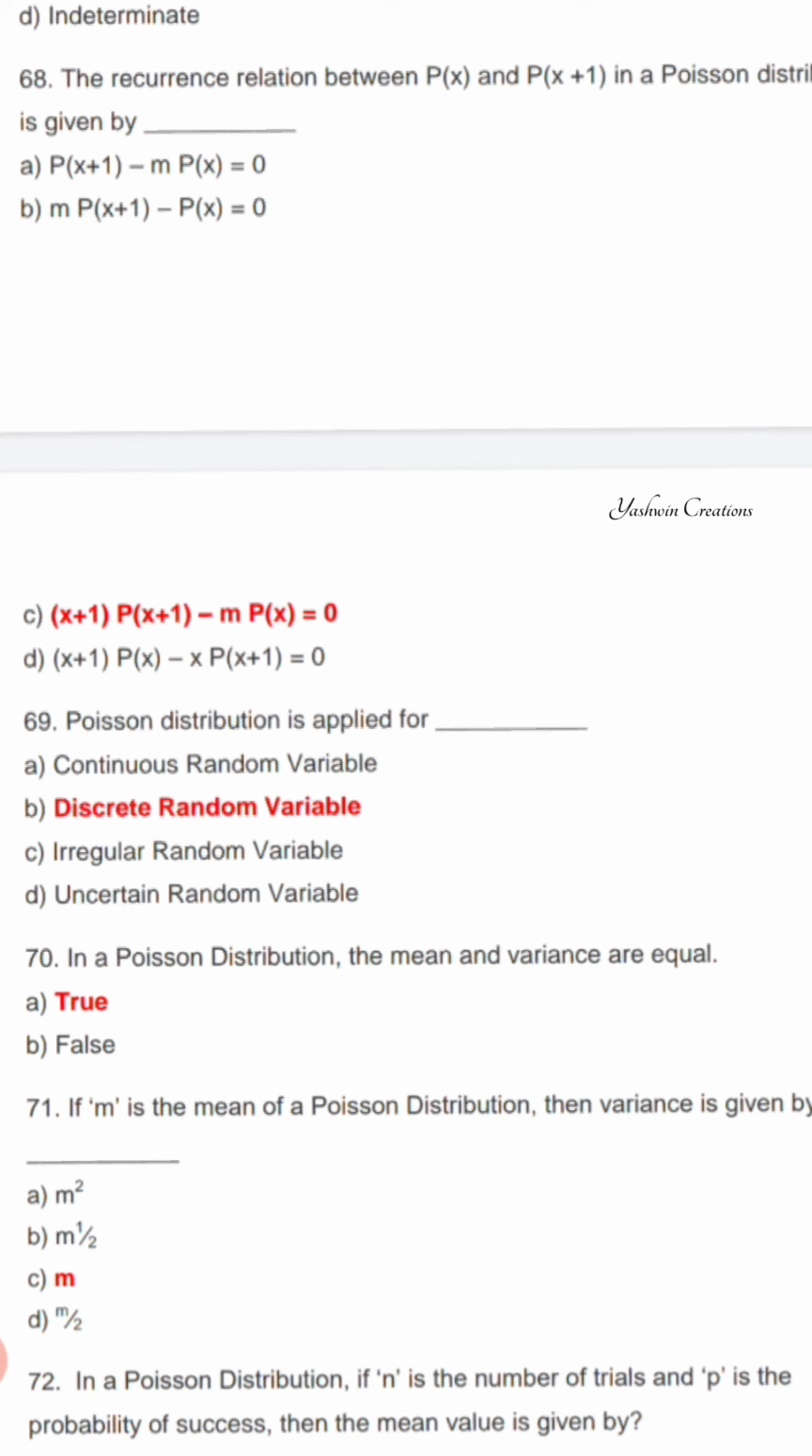In Poisson distribution, if n is the number of trials and p is the probability of success, then the mean value is given by m equals what? np. So the mean value is np and the variance is m.